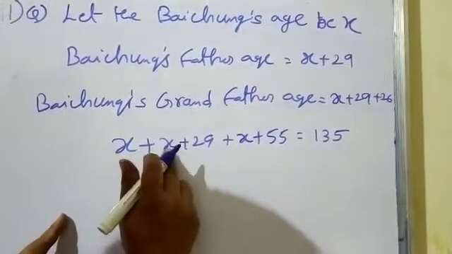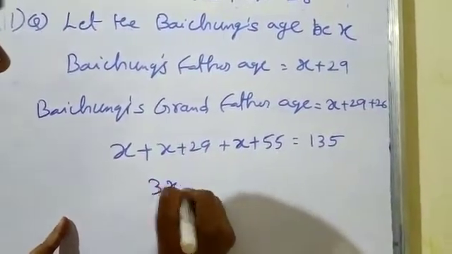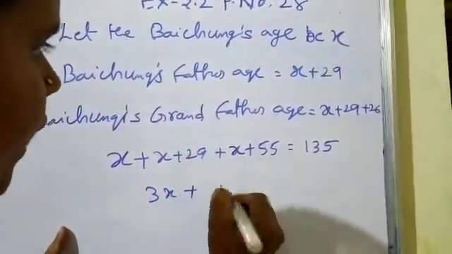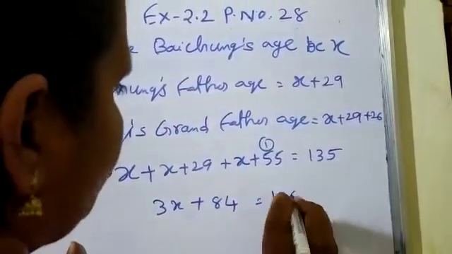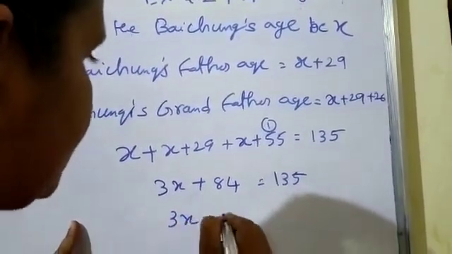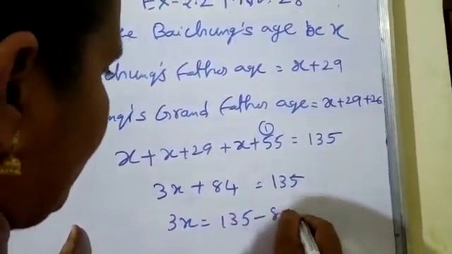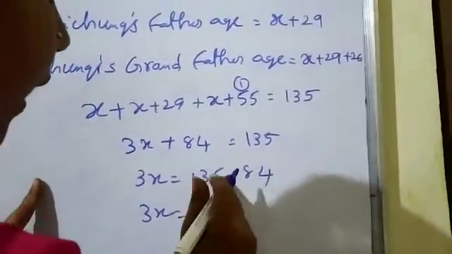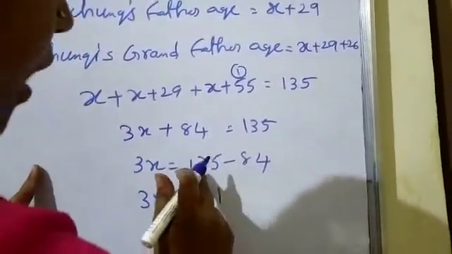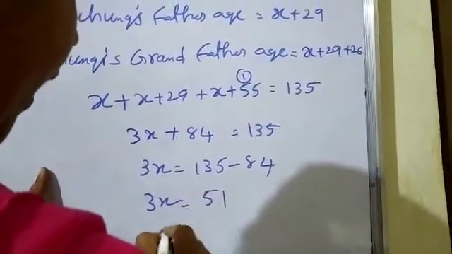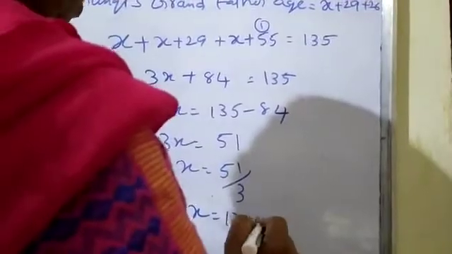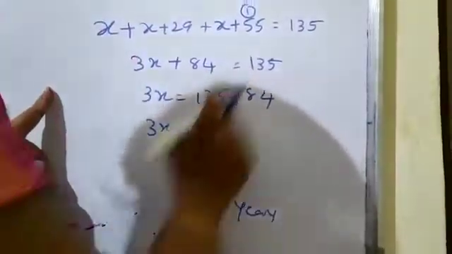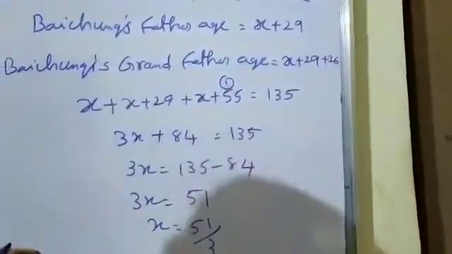Now see, x plus x, 2x plus x, 3x plus 29 plus 55, that is 84, is equal to 135. 3x is equal to 135 minus 84. Now 13 minus 8 is 5. 3x is equal to 51. So x is equal to 51 by 3. So x is equal to 17 years. So this x, Baicheng's age, is equal to 17 years.